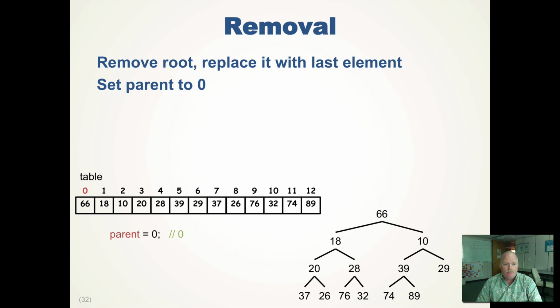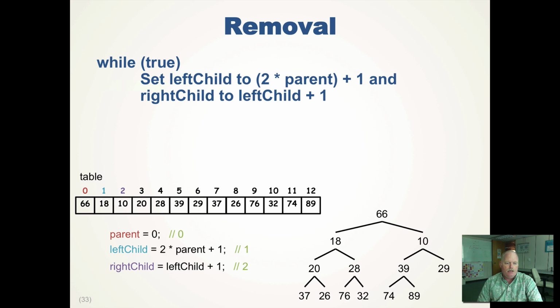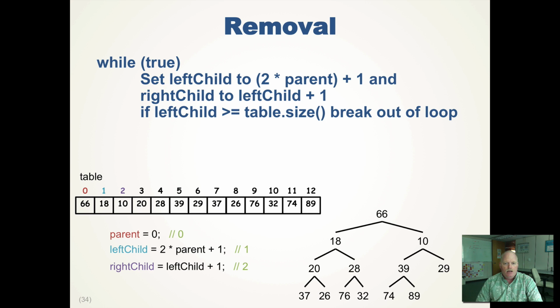We have to set the parent to 0, because that's the item that we need to heap down or push down the tree until it's in its right place. Calculate the left and right child, and then we calculate the minimum of the left and right child, since 66 is greater than 18 and 10. Oh, we have a breakout.